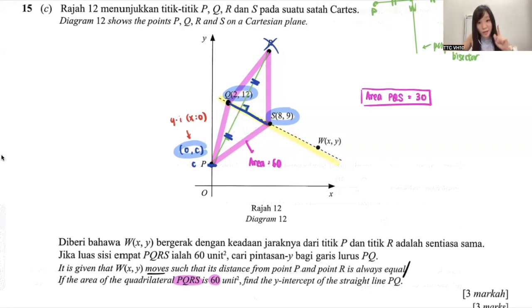Understand? So now, what can you guys do? You guys can use your area formula. You guys still remember your area formula under coordinate geometry. So you're talking about PQS, 3 points, write 3 coordinates vertically. And write the first one again.